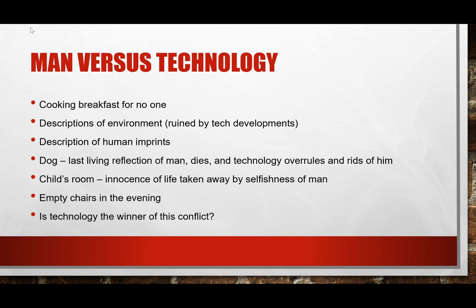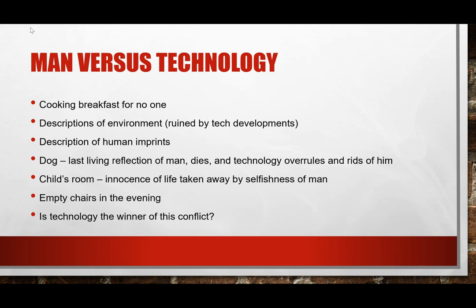So, cooking breakfast for no one. This shows man versus technology as a conflict because man that was meant to be there is no longer there, and the technology has effectively won in that situation. Descriptions of their environment. So there's a couple towards the beginning of the text about the rubble and things like that. That shows a conflict with man and technology because now man's not there and technology has ruined everything.